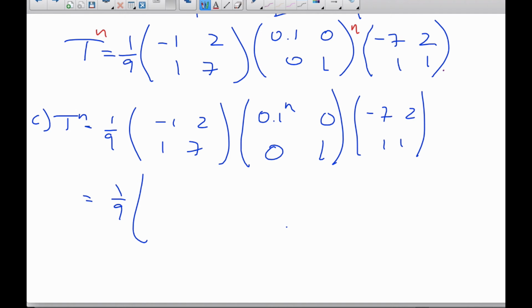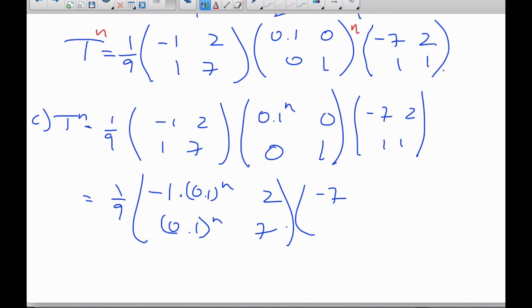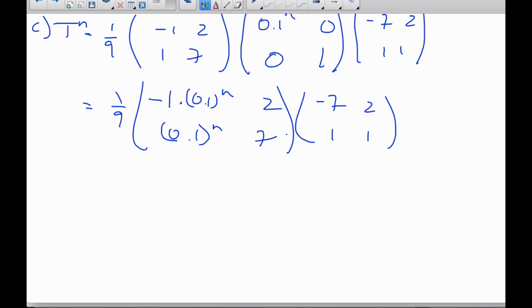And go -1 times 0.1 to the power n plus 0. So this is going to be -1 times 0.1 to the n, -1 times 0, and then 2 times 1. And then 1 times 0.1 to the n, 0, and then 7. -7, 2, 1, 1. And I highly recommend that you pause the video and try this multiplication yourself before you watch me do it, because then you can see if you're on the right track. So now I'm going to multiply this value times -7, which will give me a 7 times 0.1 to the power of n plus 2.